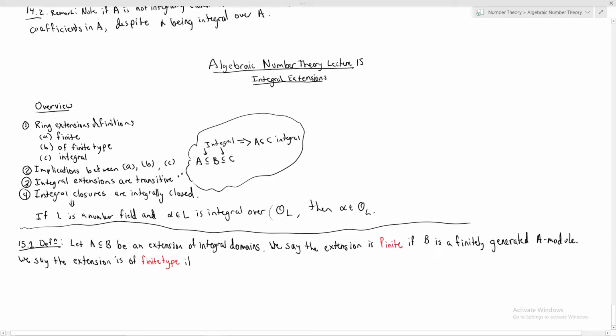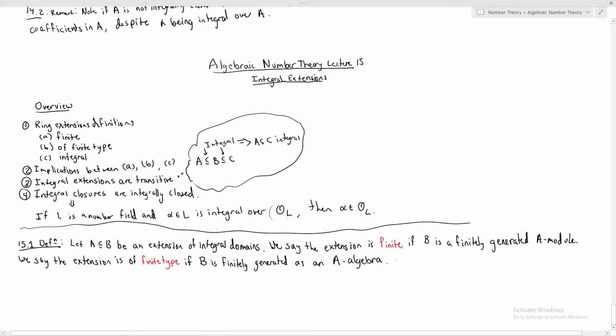Finite type: instead of being finitely generated as an A module, now we're finitely generated as an A algebra. If B is finitely generated as an A algebra, the difference is that I'm allowing products of the generators as well, rather than just A-linear combinations. And I'll give an example differentiating this finite condition from the finite type condition.